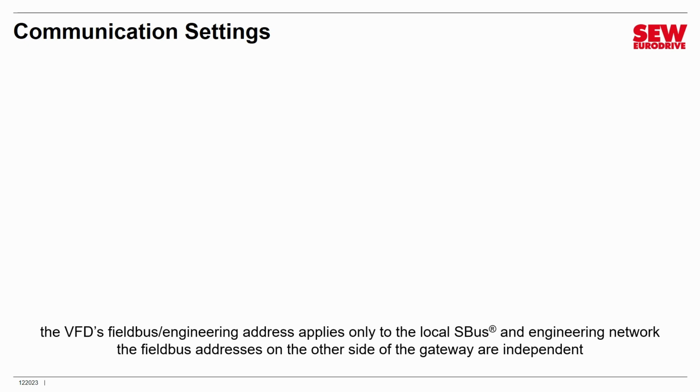Now, it's very important to understand this. The VFD's Fieldbus and engineering address applies only to the local S-bus and the engineering network. It has nothing to do with the Fieldbus addresses on the other side of the gateway. Those are totally independent, and they're probably completely different because the Fieldbus standard on the other side of the gateway is probably an Ethernet-based one, which will have a totally different scheme.